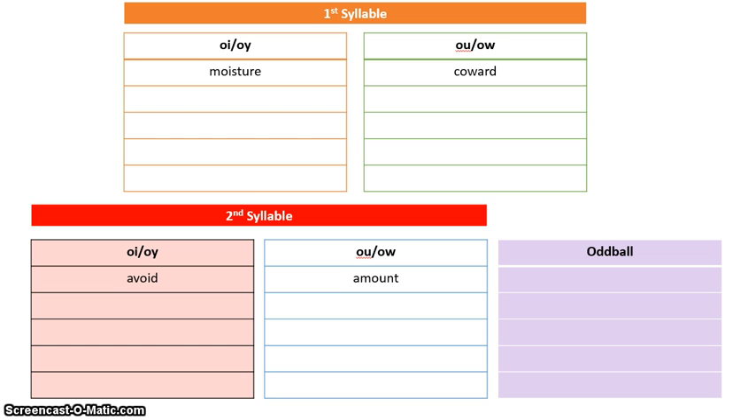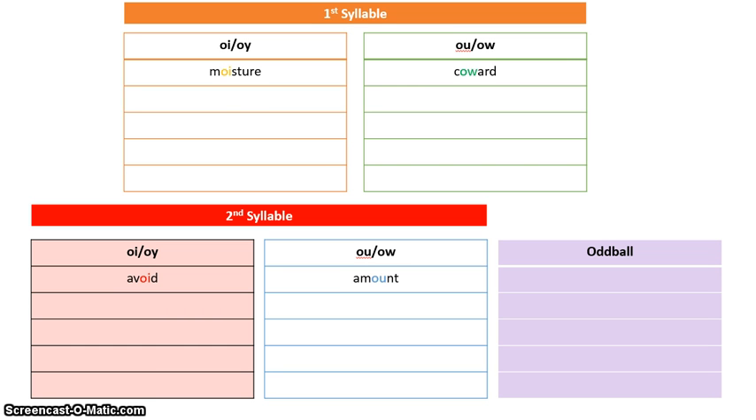So now that you kind of see how our chart is all made up, that's what I'm looking for. I'm looking for very specific sounds, but I'm looking to see if they're in the first syllable or in the second syllable. So now what I want you to do is take your orange colored pencil and highlight the oi in moisture. That's the first syllable. Take your green colored pencil and highlight the ow sound, the OW, in the first syllable.